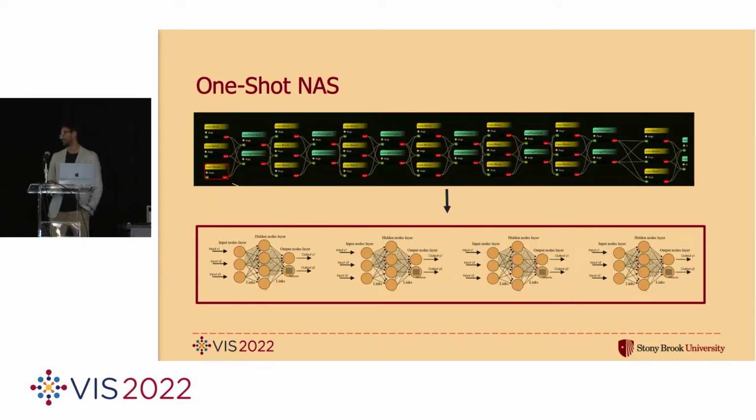Now, the problem with the previous approach is that it's really expensive, because you have to generate different child networks and evaluate them again and again, training them first and then evaluating them.